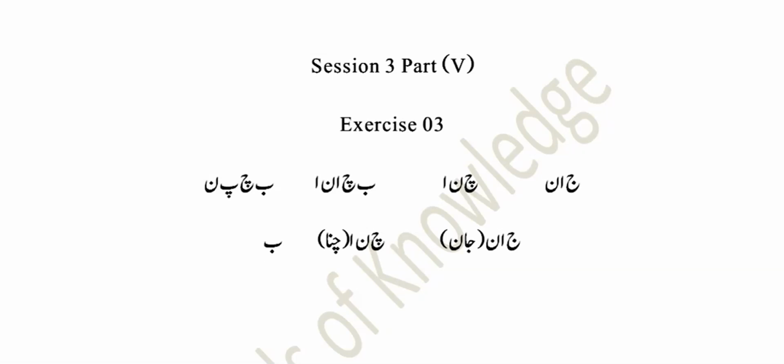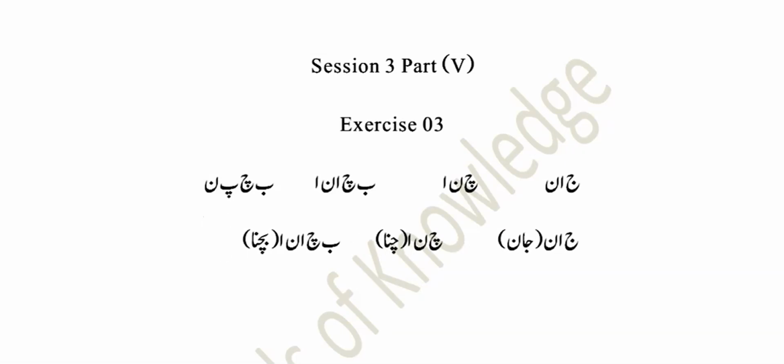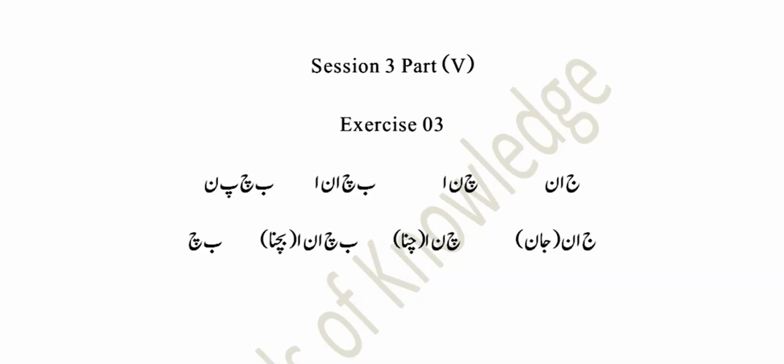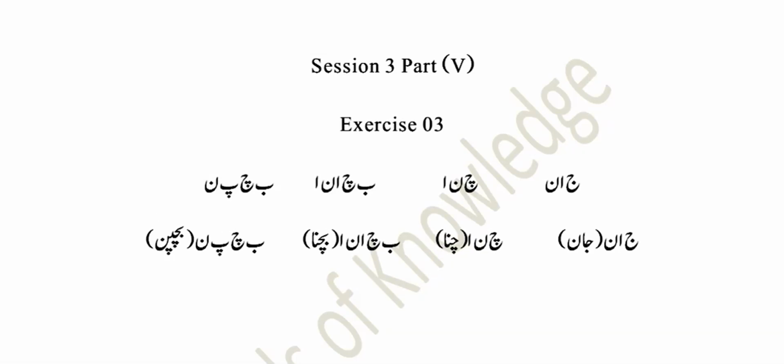After that, it's a word which has B, J, Alif, Noon and Alif, and it is called Bachna. The last one, it has B, J, P, Noon, and this word is called Bachpan. Okay, now try to write all these again, pronounce them. So it's your practice.